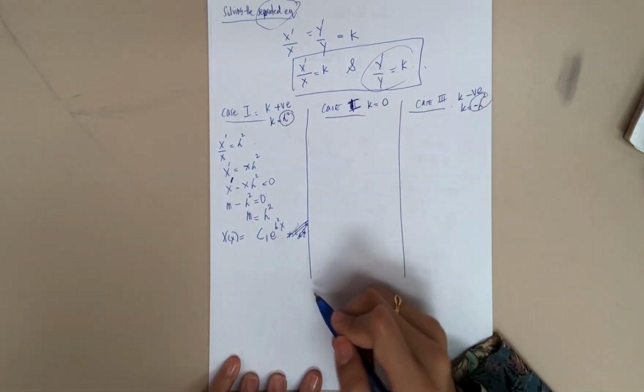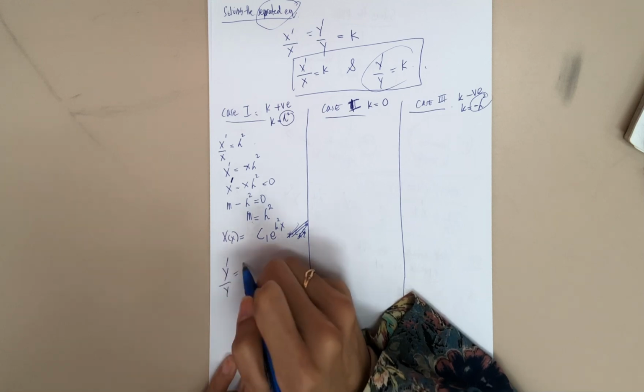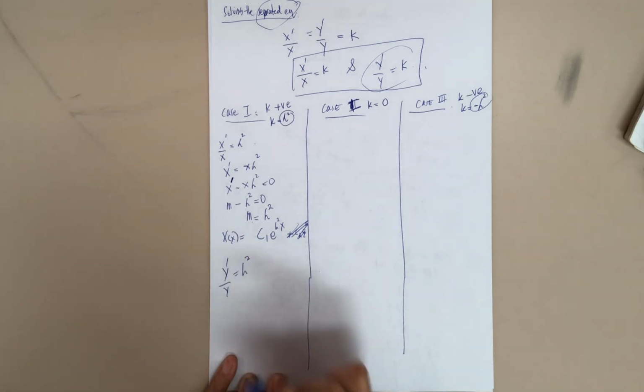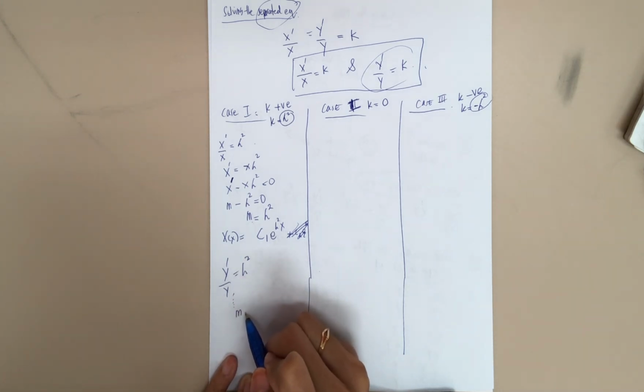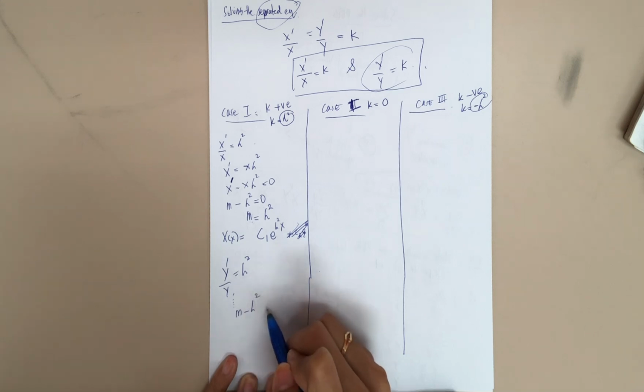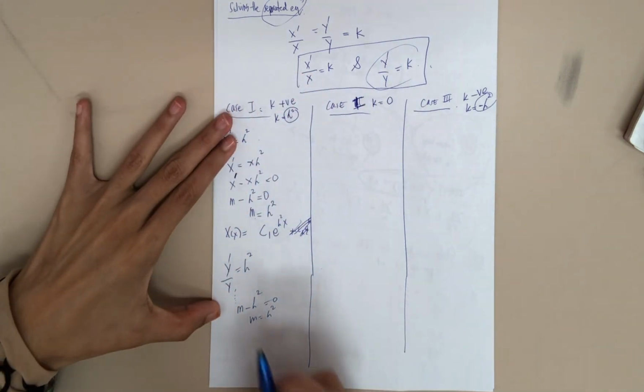We do it for the y equation now. So y prime over y equal to lambda square. It's the same thing, we repeat the same thing. So I just jump to the equation here: m minus lambda square equal to 0, m equal to lambda square. It will be the same thing, the same equation, only the alphabet is different.